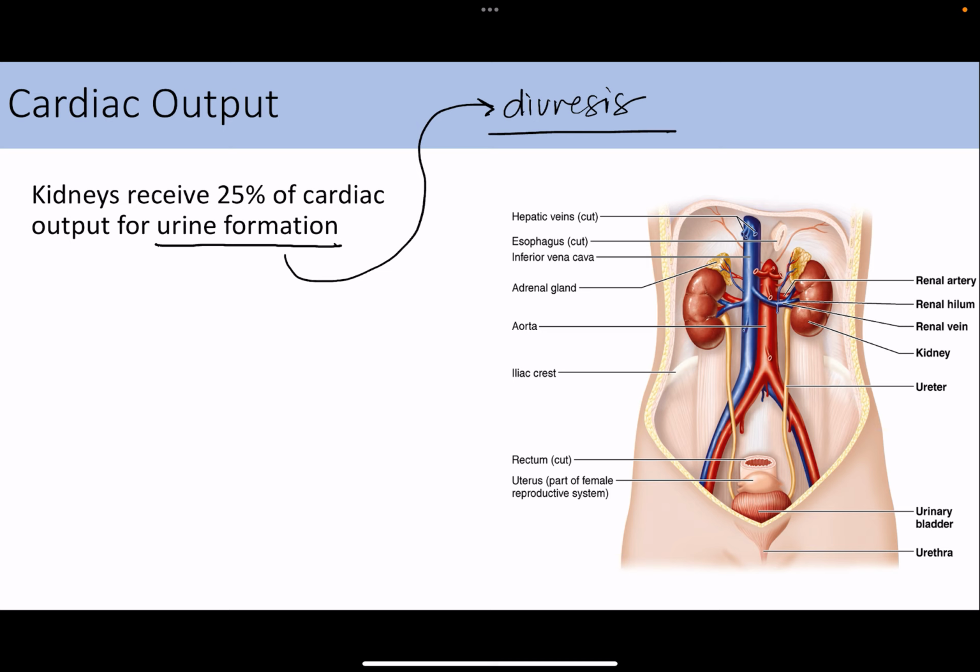So we learned with the digestive system, how much of cardiac output does the digestive system get? 25% also. What is that circulation called? Splanchnic. Okay.